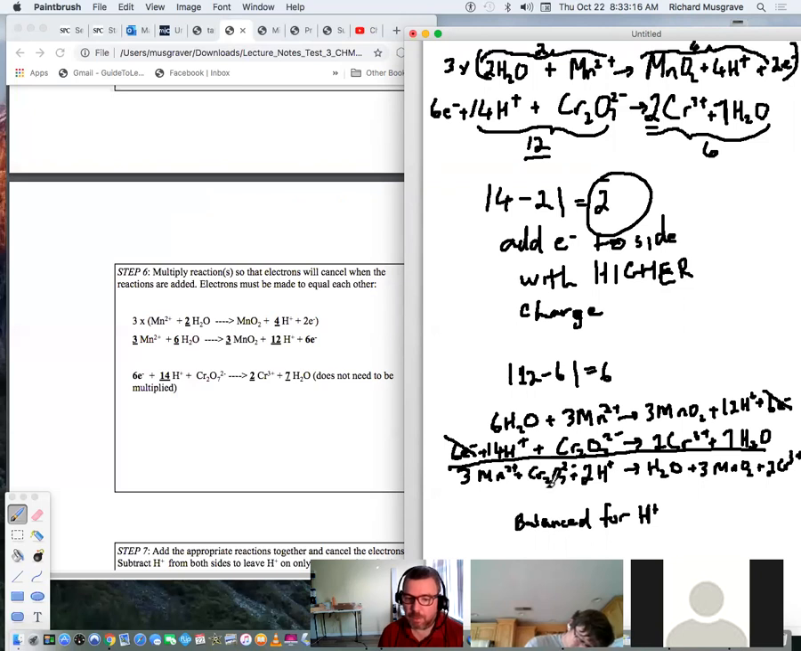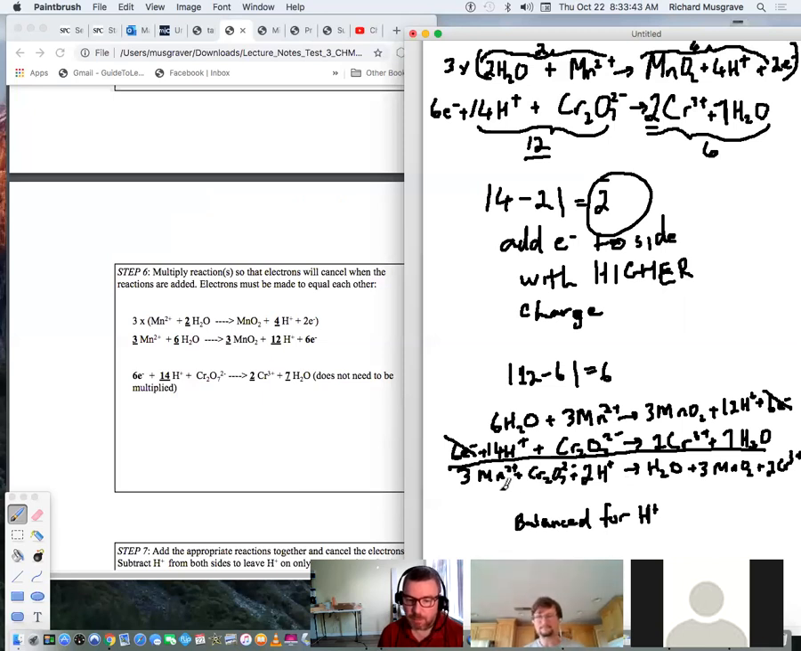Chromiums, we've got 2 chromiums on the left, 2 chromiums on the right, that's balanced. Oxygens, we've got 7 oxygens on the left, and on the right we've got 1 oxygen here in the water. That's 1 plus 3 times 2, is 1 plus 6 is 7, so 7 oxygens, that matches as well. Hydrogens, we've got 2 hydrogens on the left, we've got 2 hydrogens on the right.